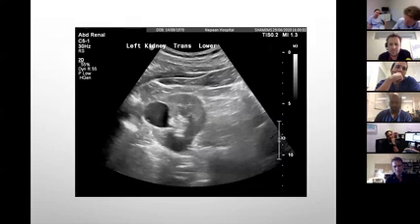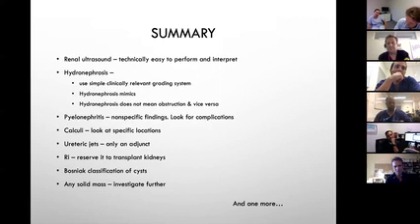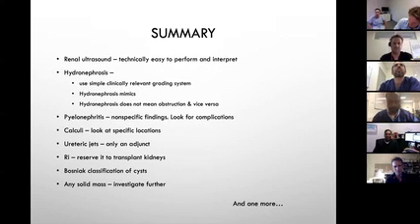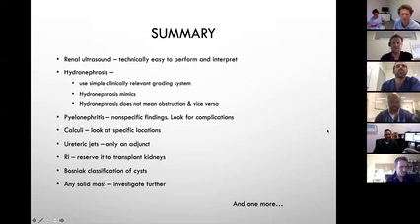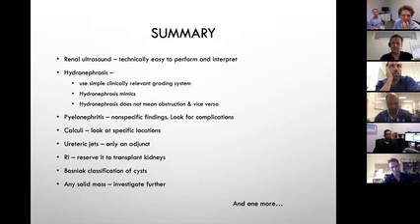Simple cyst. Yeah. All right, in summary: it is technically easy to perform and interpret because it's a small organ and it looks identical on both sides. For hydronephrosis, just use your simple grading system: mild, moderate, severe. Don't go to complicated ones. Think about the mimics. Hydronephrosis does not mean obstruction. It could be normal for some people, especially in late pregnancy.